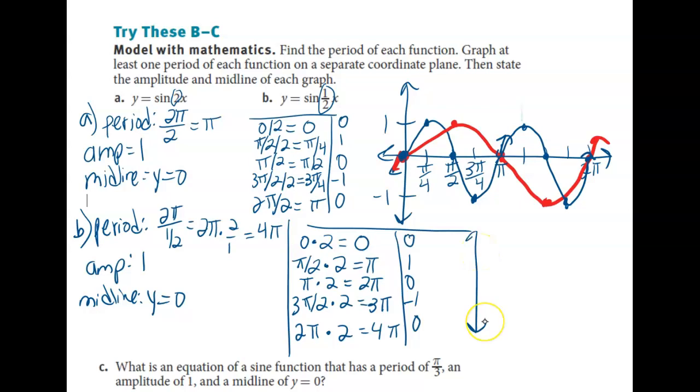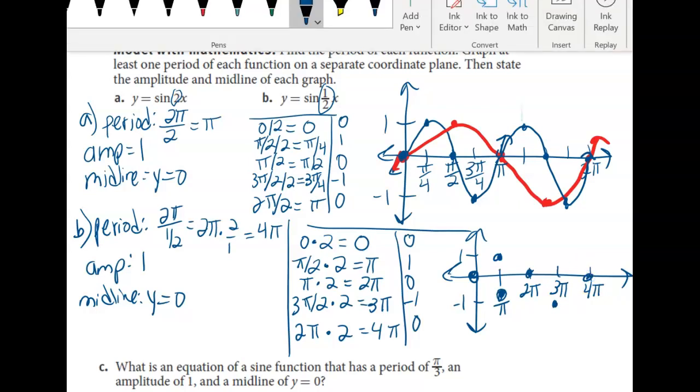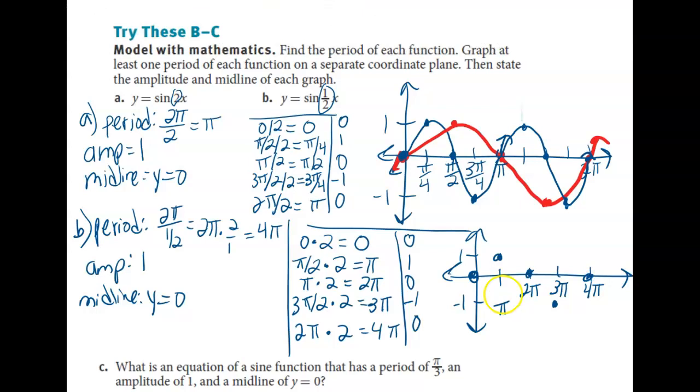So when we go to graph those, I've got those 4 key marks there, and zero's already there. That's going to start off as pi, 2 pi, 3 pi, 4 pi, going up 1, down 1. So we've got 0, 0, pi 1, 2 pi 0, 3 pi negative 1, 4 pi 0. Let's erase that extra dot because that's just a typo.